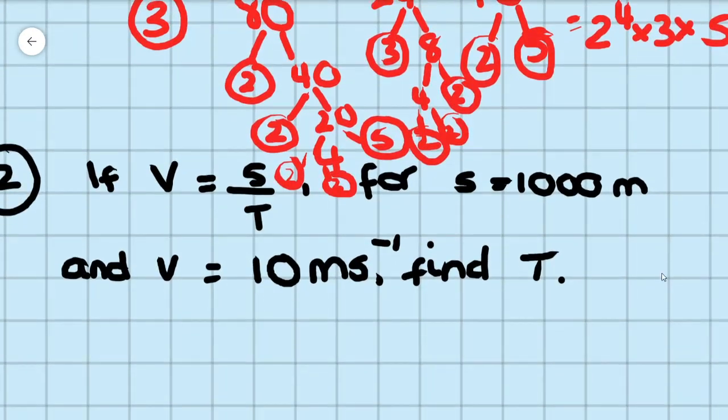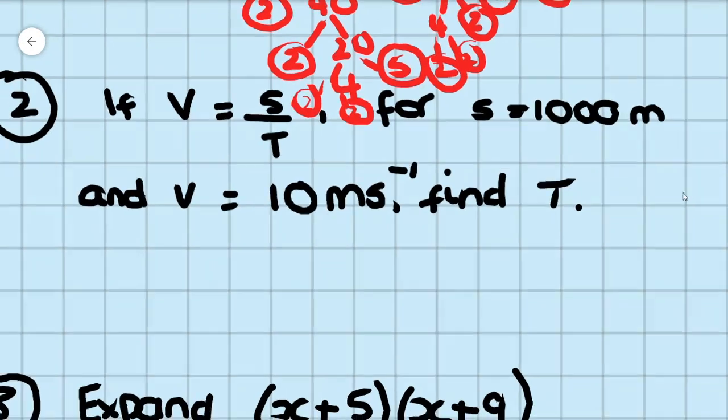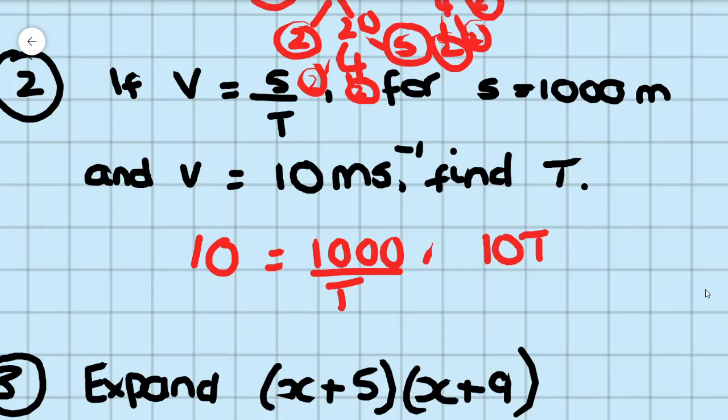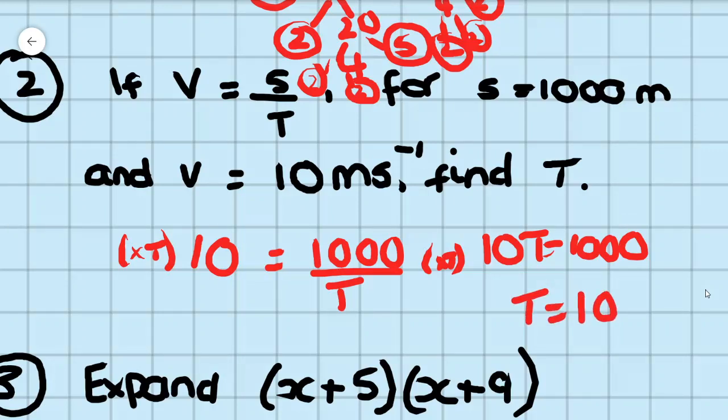Then I've got this formula question. So if V equals S over T, for S equals 1,000 meters and V equals 10 meters per second squared, find T. So I'm just substituting into this then. So V is 10, so 10 equals S, which is 1,000, over T. So 10T, if I'm timesing both sides by T, is 1,000. And then I'm going to divide by 10. T must be 100.